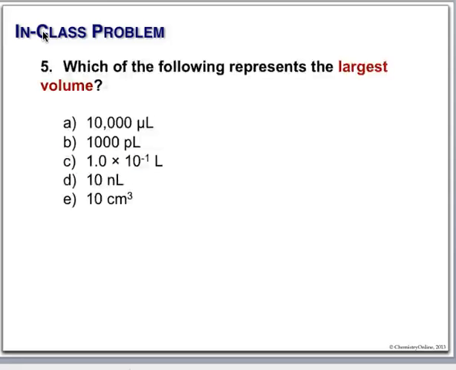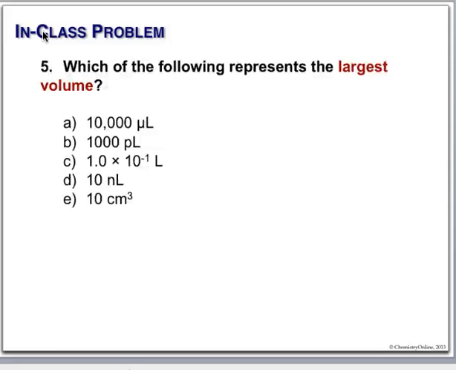Now this is a cute one. Which of these is the largest volume? It's a nice exercise in, do I remember the metric prefixes? Micro is 10 to the minus 6, isn't it? Here we have 10 to the 4th, and this is 10 to the minus 6, so that's about 10 to the minus 2 liters, right? Pico, 10 to the minus 12, we have 1,000 of them, we're down at 10 to the minus 8 liters.